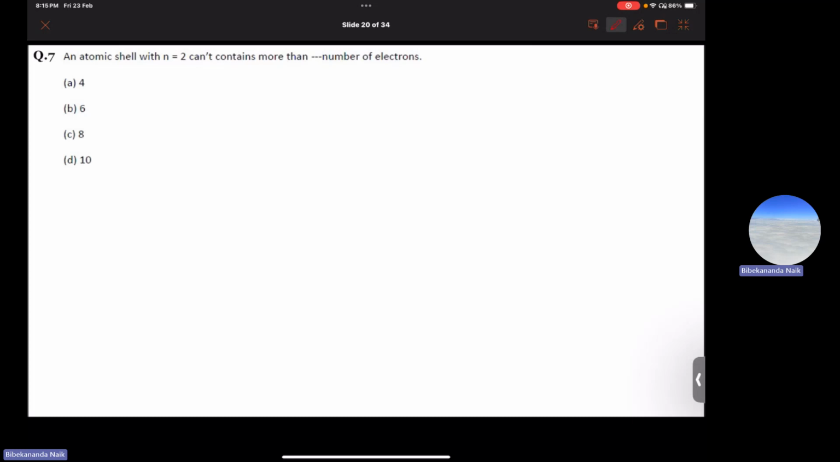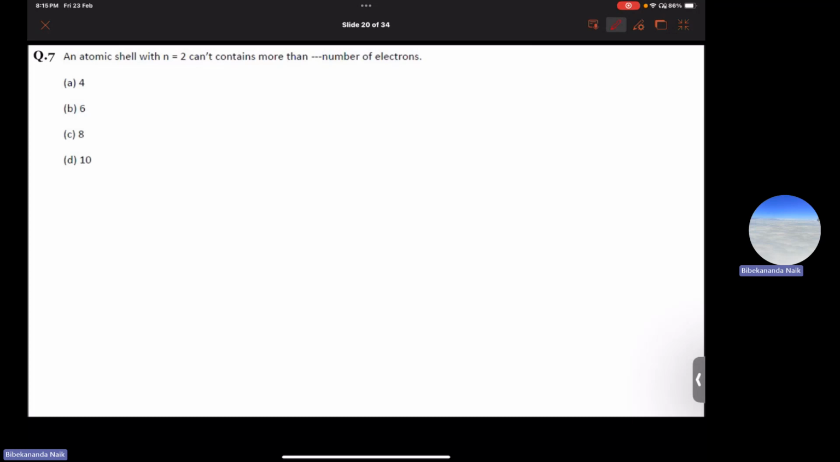N equal to 2 can't contain more than dash number of electrons. Since n equal to 2, we have to consider all the levels which correspond to n equal to 2. I will give you a few minutes, then we will solve how many electrons the n equal to 2 level can accommodate.